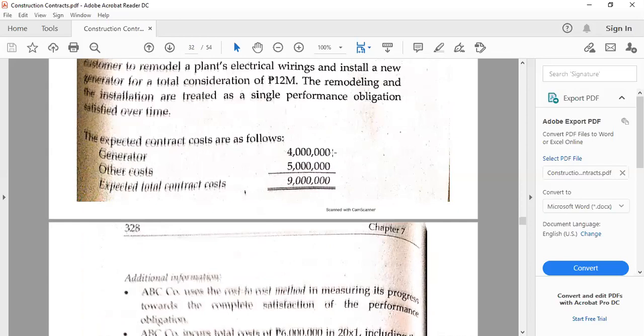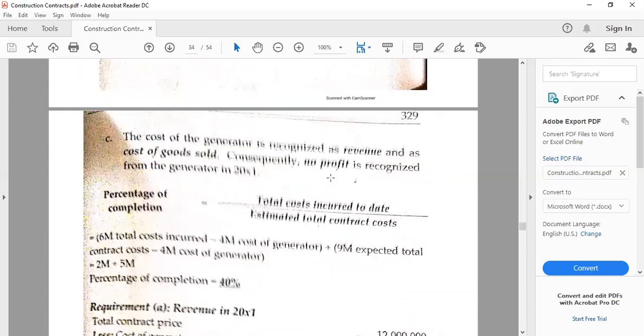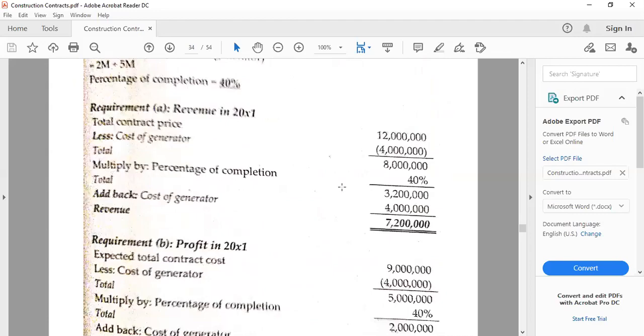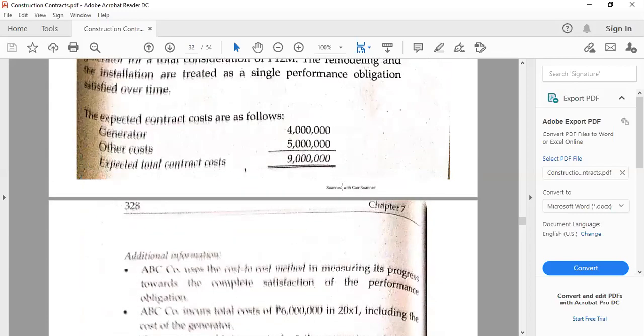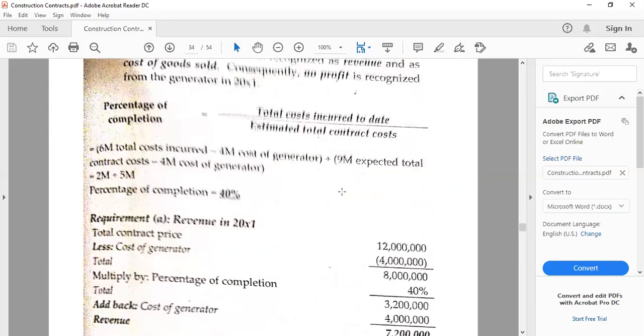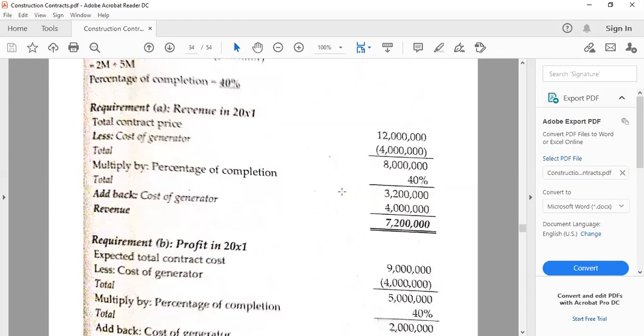We did not include this, so that's why we will have to deduct here 9 minus the cost of generator. How much was that? That was 4 million, right? So 4 million. So 12 minus 4, that's 8 million.